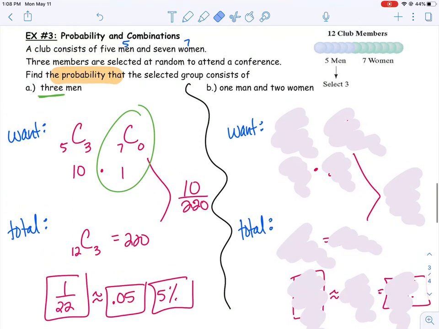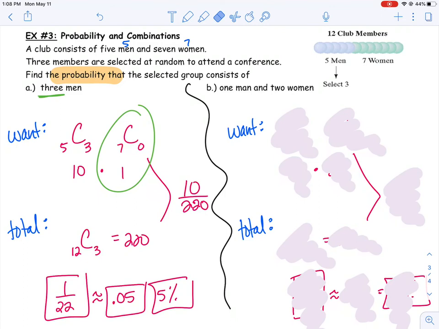All right, let's do another one. Example number 3B says, with the same group of 12 people, you want to pick 3 of them, but what's the probability that 1 of them will be a man and 2 of them will be women? Try this one by yourself. See if you can pause the video. See if you can set up your want and your total, and see if you get the same number as I do.